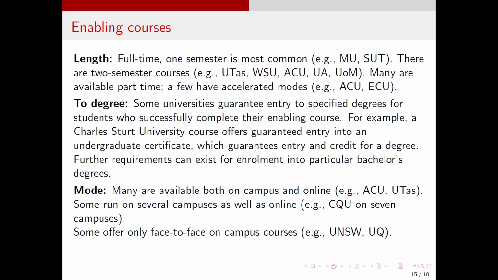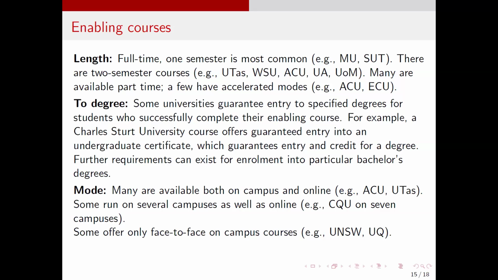I don't know. Length. Well, with the enabling courses, the lengths don't vary too much. Full-time 1 semester is most common. There are some 2-semester courses, and many of them are available part-time, and a few have accelerated modes. Now, some take you straight into a degree, some are targeted at particular degrees, some seem to be just generally a good thing. So some universities guarantee specified entry. For example, the Charles Sturt University enabling course gives you guaranteed entry into an undergraduate certificate.